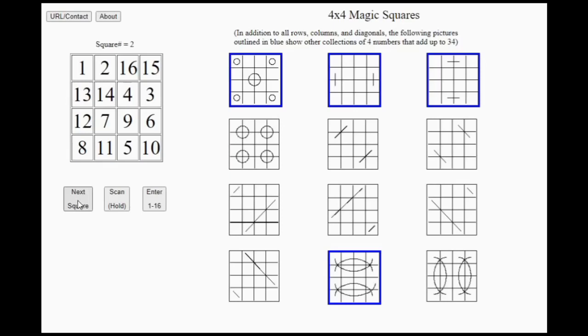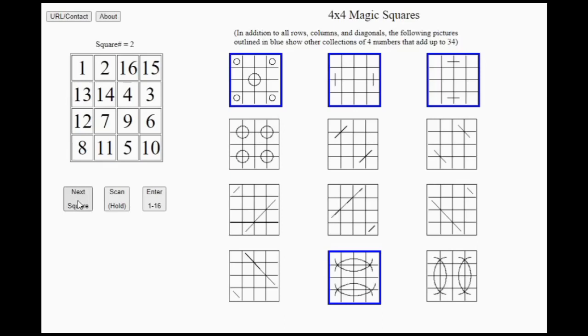So obviously, square number 1 is not the only 4x4 magic square that exists in nature, with 1 in the upper left-hand corner. So now the question becomes, how many other 4x4 magic squares exist with 1 in the upper left-hand corner?